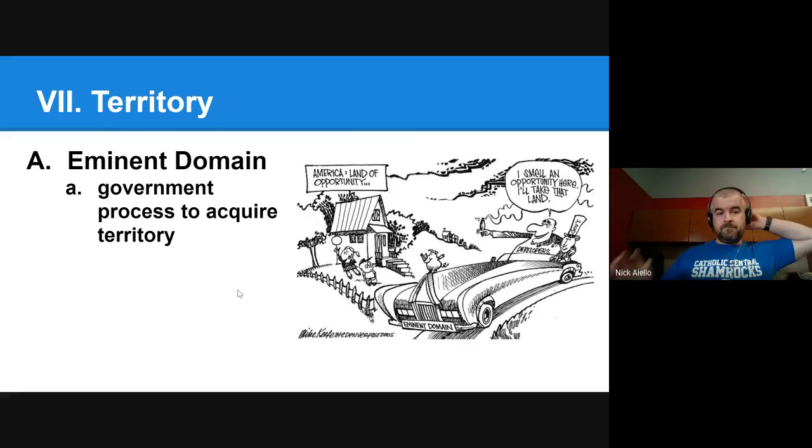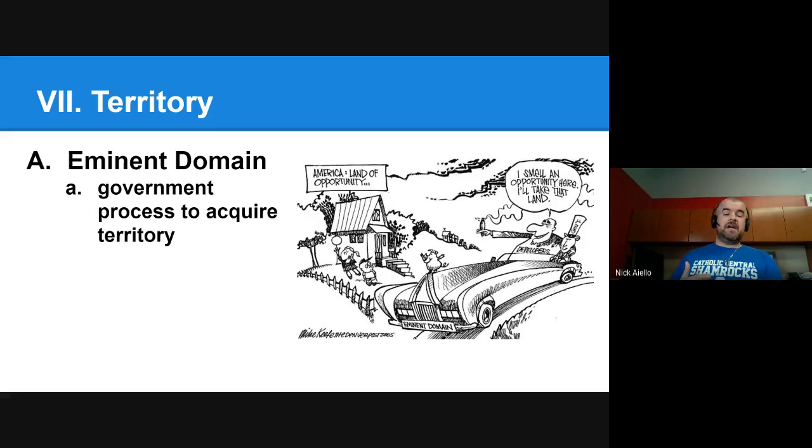Territory. Eminent domain. So the government has the power to take your property if they see that it is more beneficial to the public good than it is to you as an individual. So the government could come in and they could put a road through your front yard if they felt it was necessary, and they could prove that it was necessary. They could do the same thing with a railroad. They could do the same thing with a power line or anything like that.